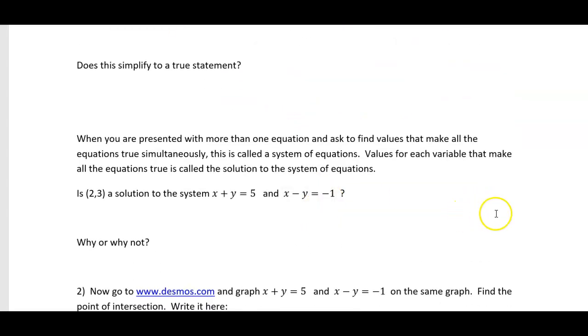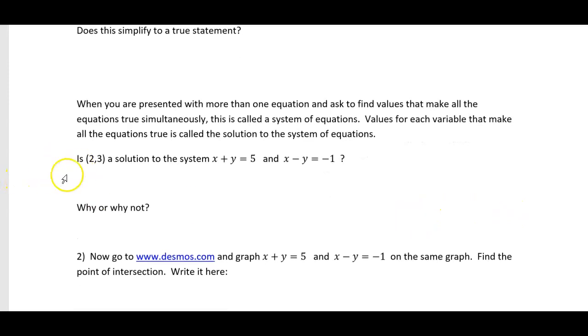So if I ask you, is 2, 3 a solution to this system? You would do what we just did. You would check to make sure it made both equations true. So the answer here would be yes. X equals 2, y equals 3 makes both equations true. That's basically what you're doing.